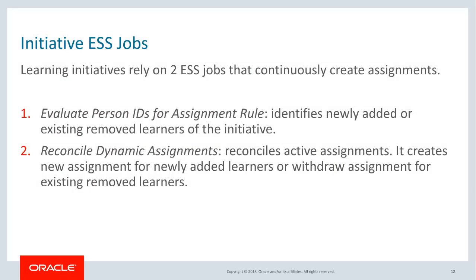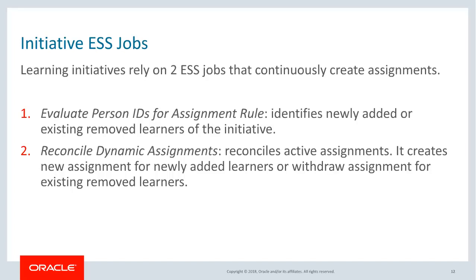Learning Initiative relies on two ESS jobs that enable it to continuously create assignments. One process identifies new learners for assignment creation, or existing learners whose assignment needs to be removed since they do not meet the learner criteria. This process is called Evaluate Person IDs for Assignment Rule.